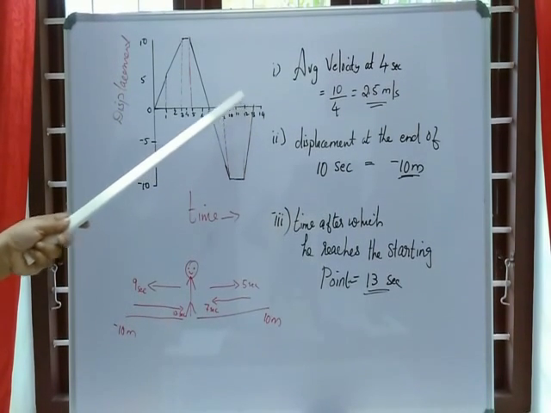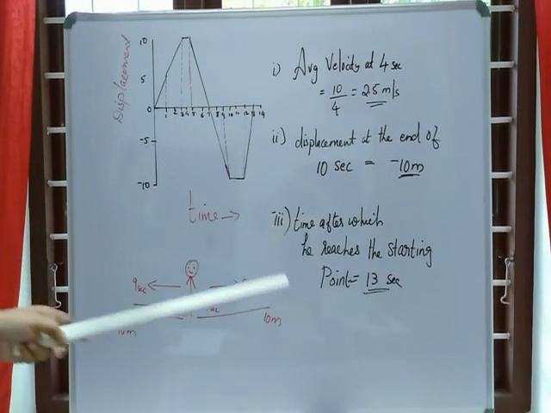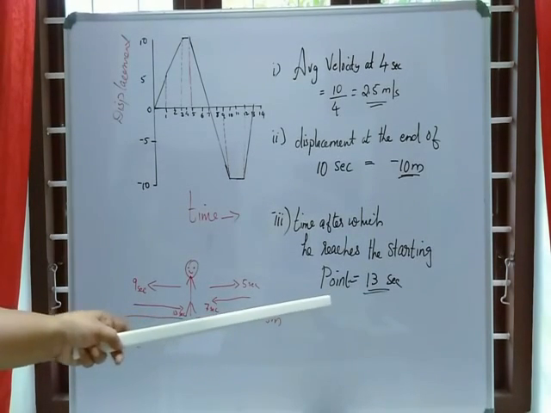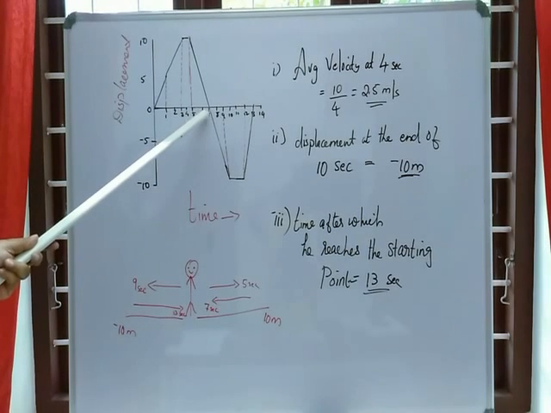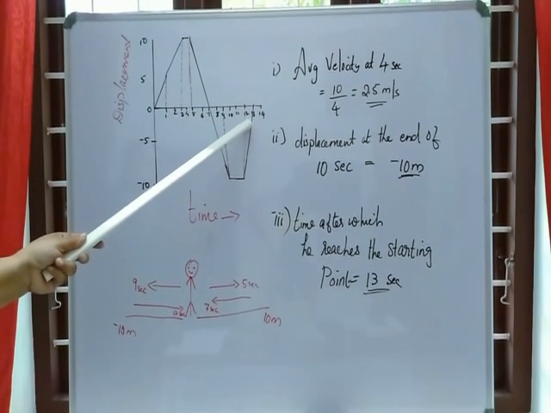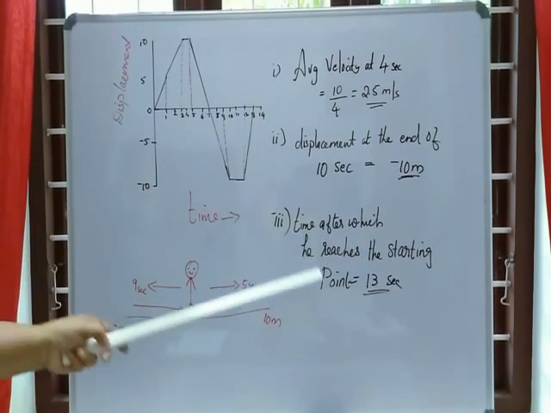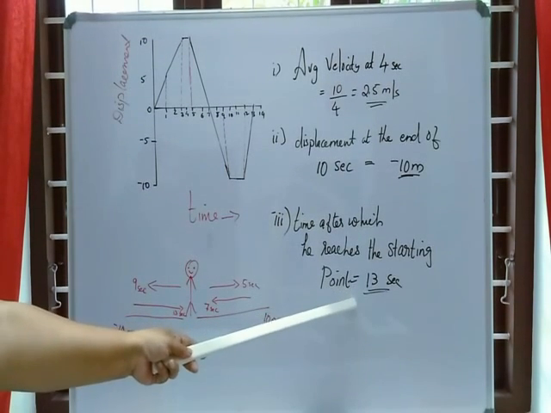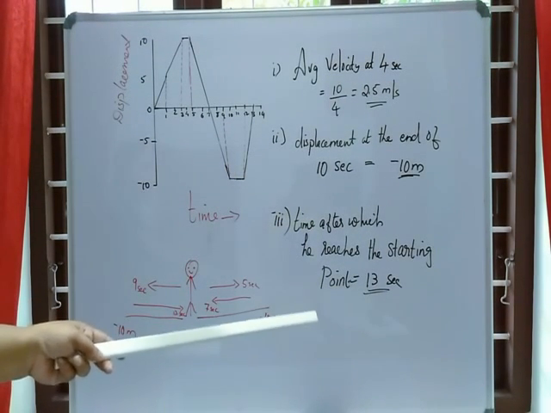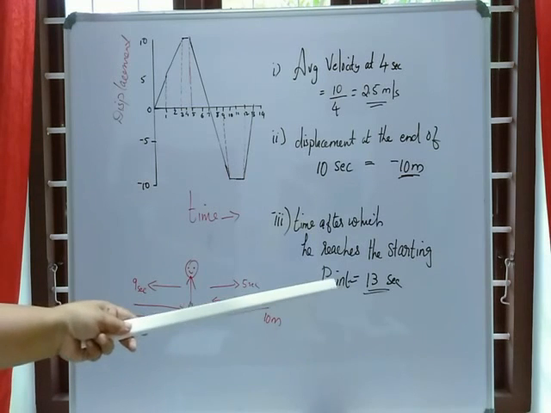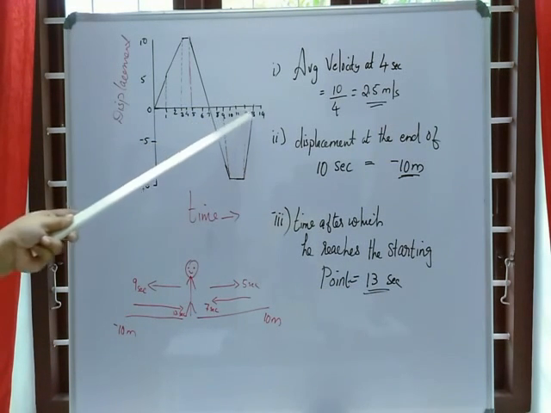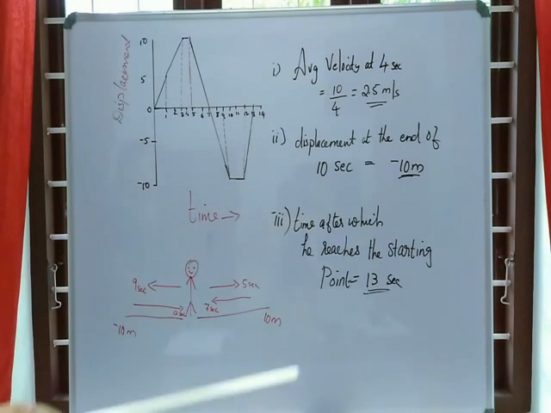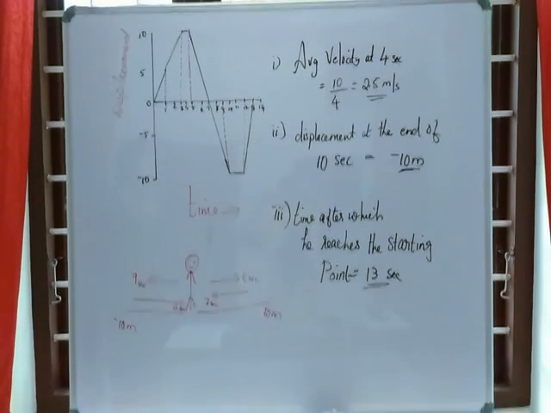Here they are asking for 2 times. I didn't write the 7th second, I only wrote the 13th second by mistake. First he reaches the starting point on the 7th second, then he reaches the starting point on the 13th second. So you have to write both the 7th second and the 13th second.